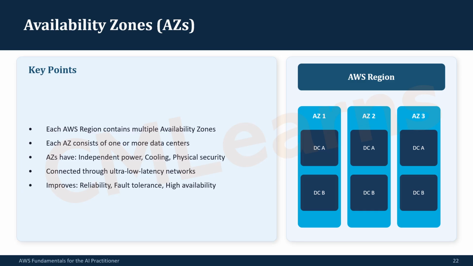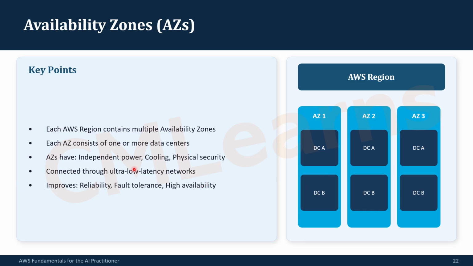And let's see about availability zones, AZs. You can see AZ1, AZ2, AZ3. What is that? Data centers. We will have multiple data centers in the same availability zone. Each AWS region contains multiple availability zones. So if we look at it as a superset, a region has multiple AZs, and in each AZ we'll have multiple data centers. Each consists of one or more data centers.